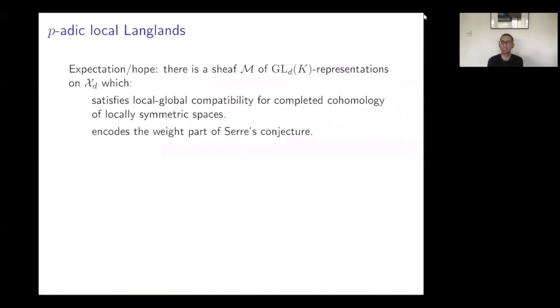I expect this to encode the weight part of Serre's conjecture, which is hopefully the relevance for this workshop. I'll say something about that on the next slide. I also expect that this sheaf should answer the question of Breuil and Mézard, so something about this sheaf should tell you about the special fibers of these crystalline stacks. It should also do a lot more. This is not a complete list of properties I expect p-adic local Langlands to satisfy, but already this would be a pretty good deal if such a thing exists and can be found.